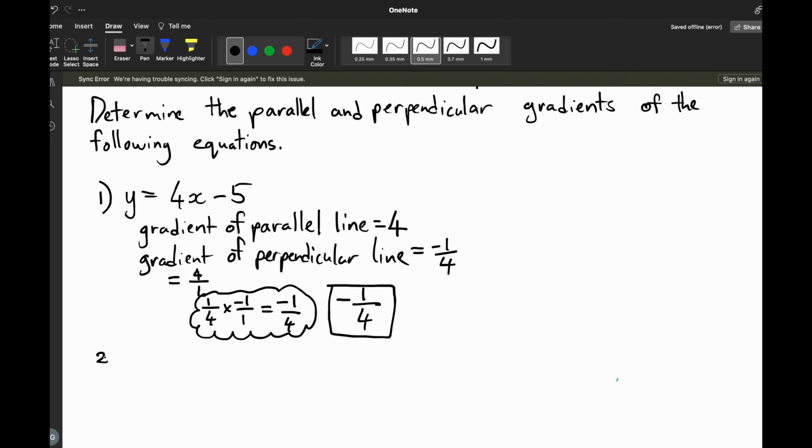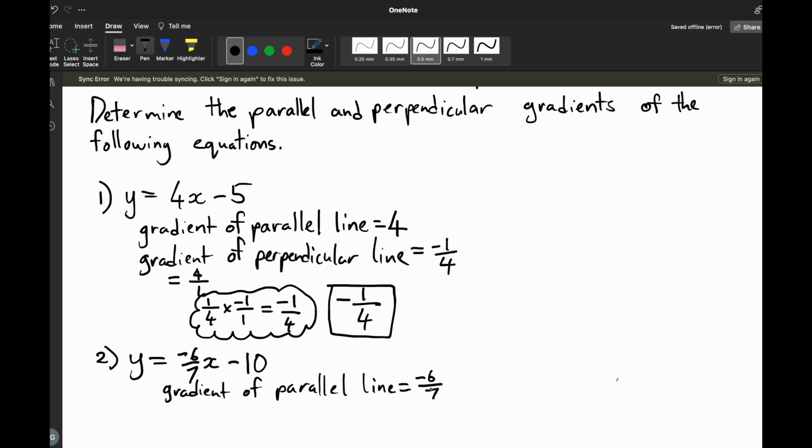All right, so let's try a next one. Let's say we had this one this time. y is equal to negative 6 over 7x minus 10. So based off of this question, what is the gradient here? Minus 6 over 7. So that means the gradient of a parallel line to this would be what? Minus 6 over 7, because once they are parallel, the gradient is going to be the same.